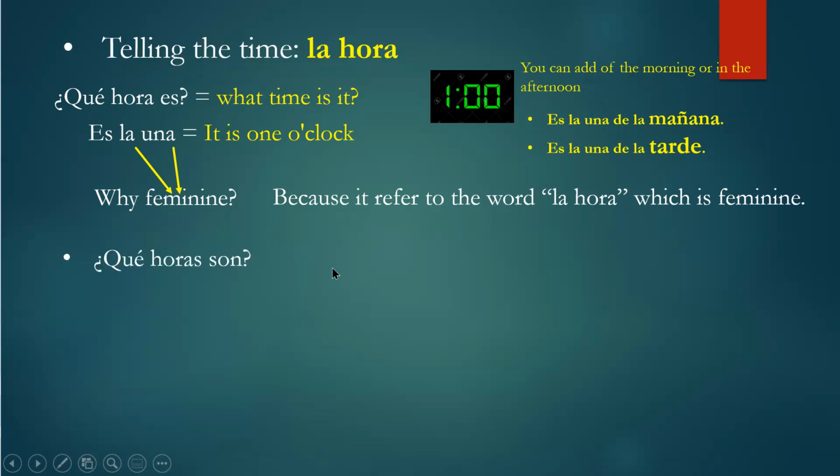Now, there's another way to ask, but this takes for granted that you probably know that it's not 1 o'clock. And it's ¿qué horas son? There is some debate about which one of these two is correct, but don't worry about it. You can ask this anytime you want, but some people you will hear say ¿qué horas son? This is what time is it, but it actually sounds like what hours are. So just accept that this exists.